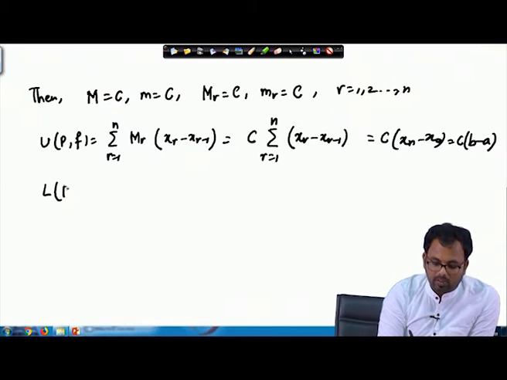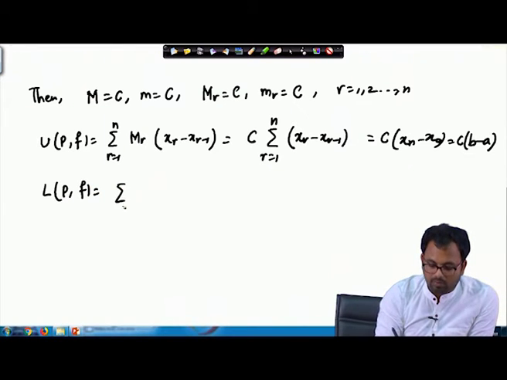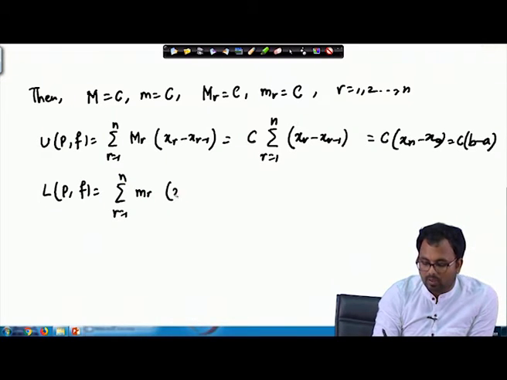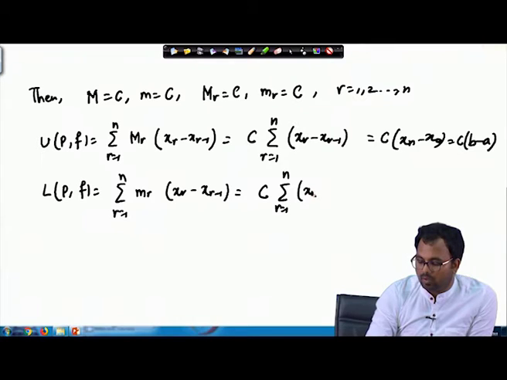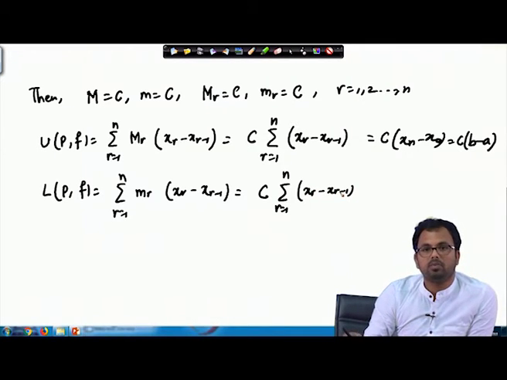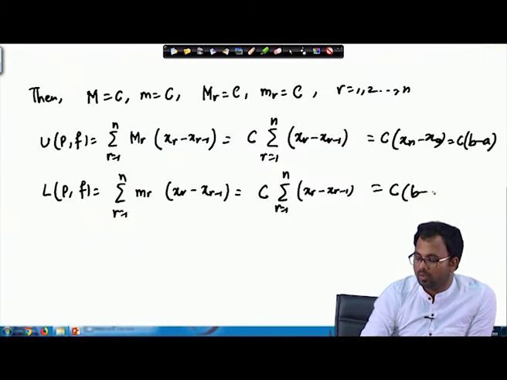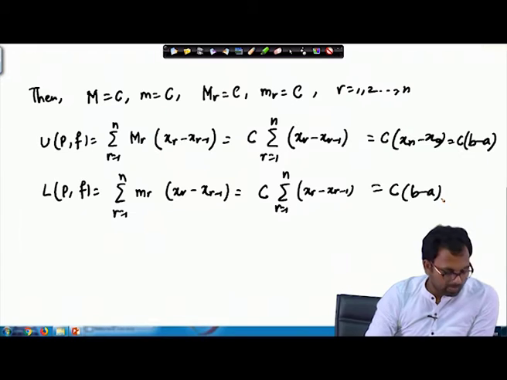Similarly, we can calculate our lower sum, which is sum r running from 1 to n small mr times xr minus xr minus 1. This is c times sum r running from 1 to n xr minus xr minus 1. Similarly, this will also give c times xn minus x0, and therefore, we will obtain c times b minus a.